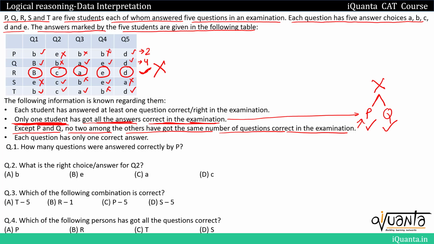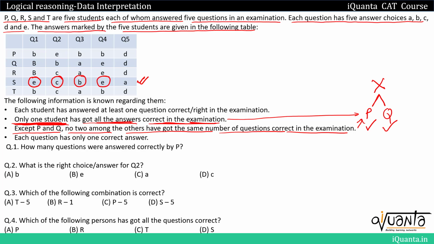Let us assume that S is the one who has answered all the questions correctly. If S is the one who has answered all the questions correctly, then E will be the right answer for question 1, C will be the right answer for question 2, B for question 3, E for question 4, A for question 5. So all those who have not marked E as the option for question 1 will be wrong. So P, Q, R, T, they all are wrong.